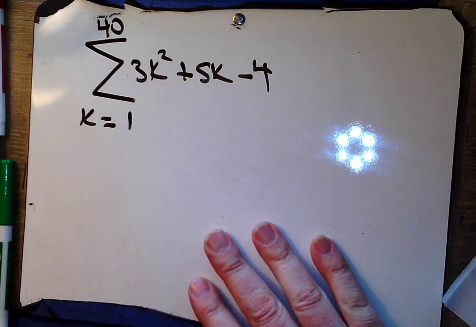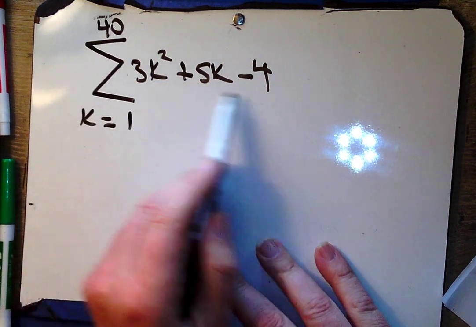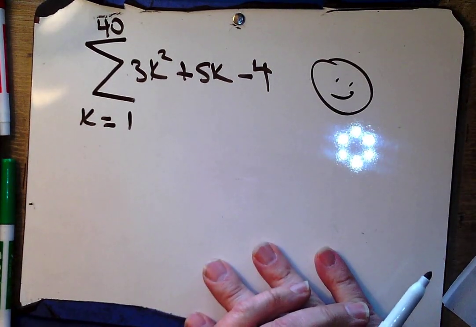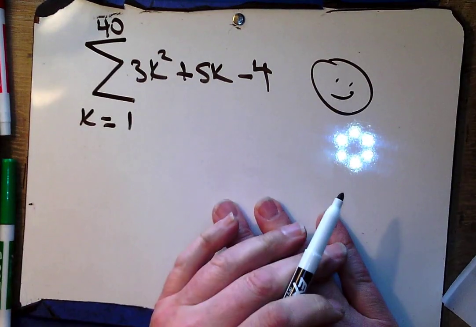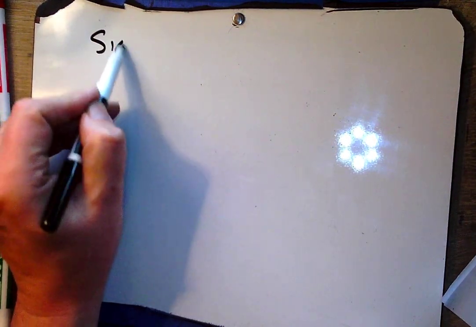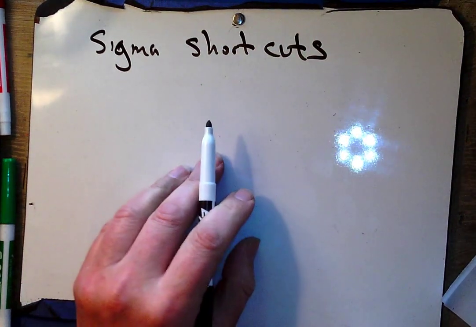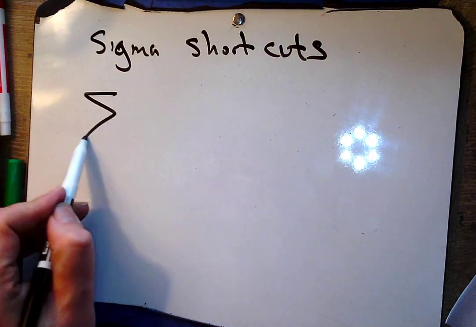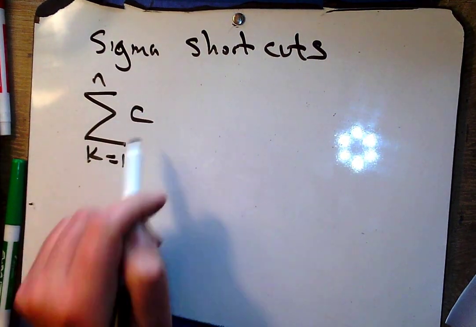Well, I'm sorry, Mr. U, but I love you, but there's no way I'm plugging in all the numbers from 1 to 40 and adding them up. And I agree. That's why, instead of plugging in the numbers 1 to 40 and adding them all up, I'd like to investigate some sigma shortcuts. Our first sigma shortcut is the sum from k equals 1 to n of a constant.